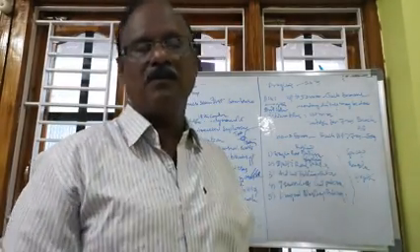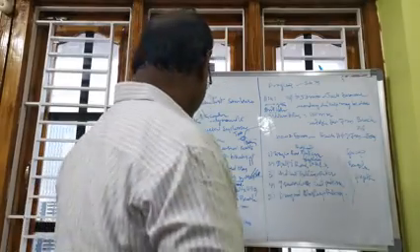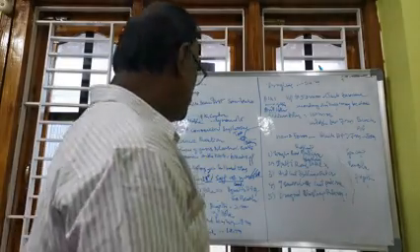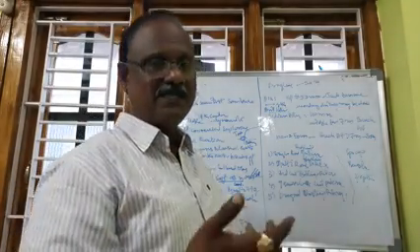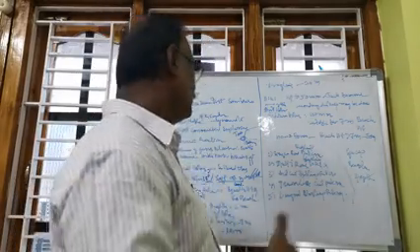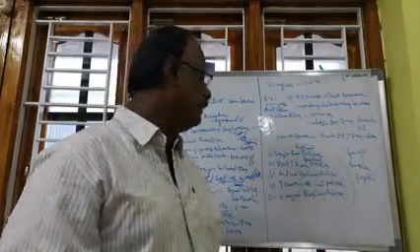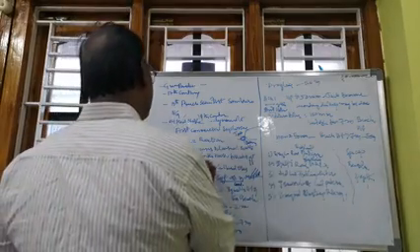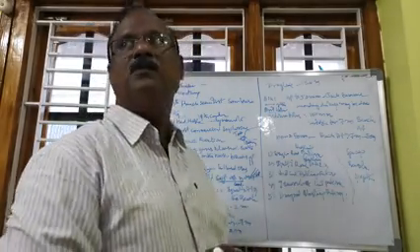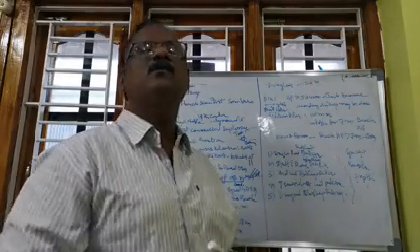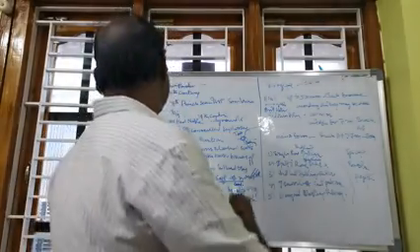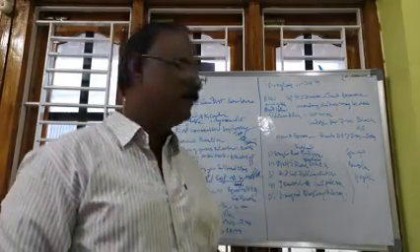Unblasted rock at the bottom of a bench is called the toe. In vertical holes, the toe is formed, whereas in inclined holes, because the angle of blasting is changed, the toe is not formed. The toe is nothing but unblasted rock at the bottom of the bench. So this is the first classification of the drill holes.